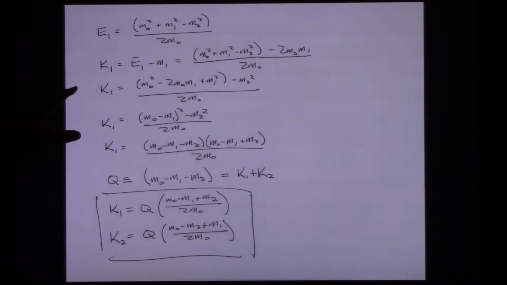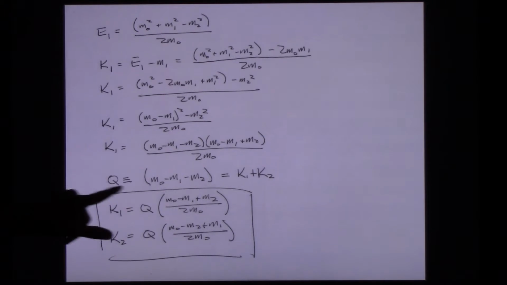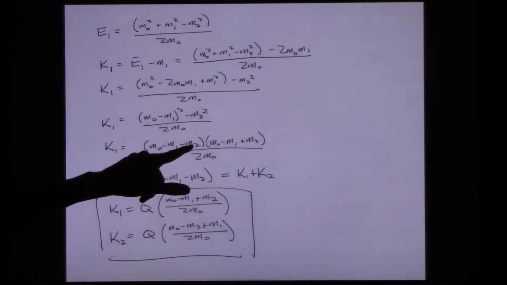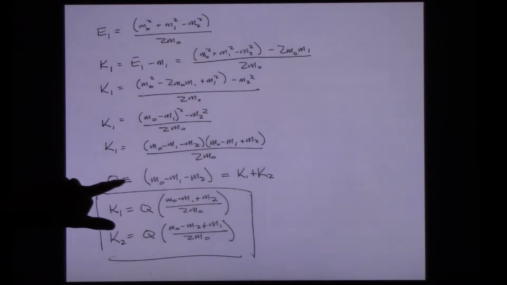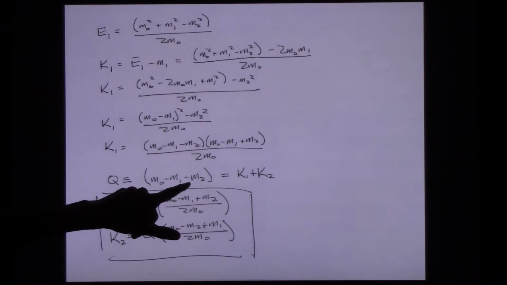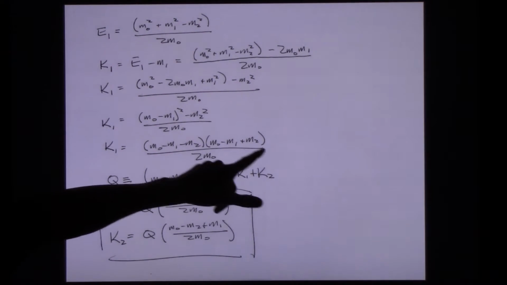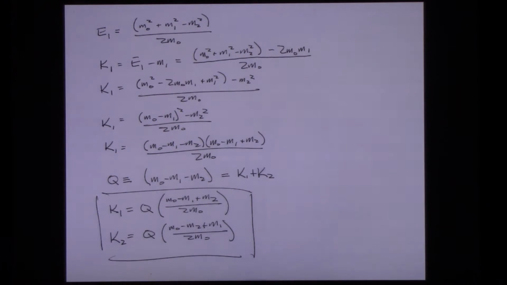So here it is. Right here, what we're going to do is take that missing mass and define that. That's what the three lines here mean. So we're going to define something called Q, where Q is the mass that disappears, the mass deficit, and that missing mass will equal the kinetic energy of the two particles.